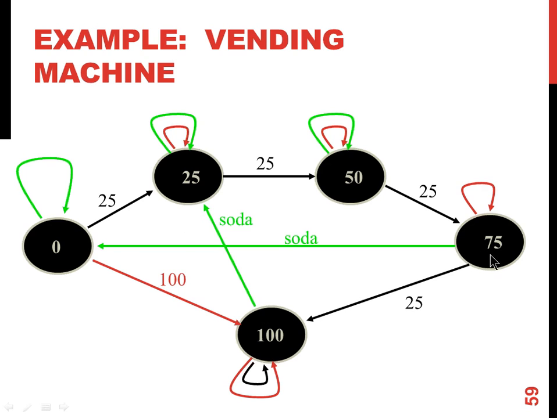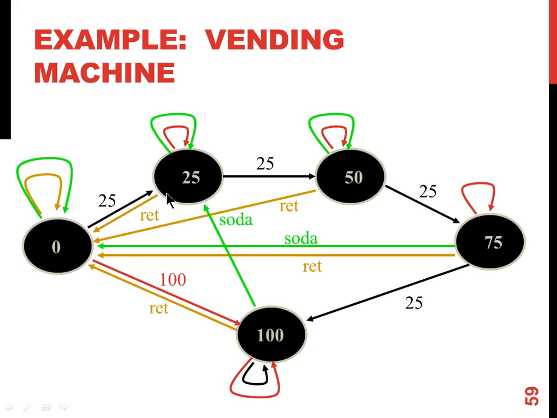If for some reason I went further and deposited 25 cents more, or if I directly deposited a $1 bill, I can dispense a soda from the 100 state. I'll still get a soda. But since I paid more than 75 cents, from the 75 state it goes back to the idle state 0. From the 100 state, I go back to the 25 cent state, where I have to return the money to the user.